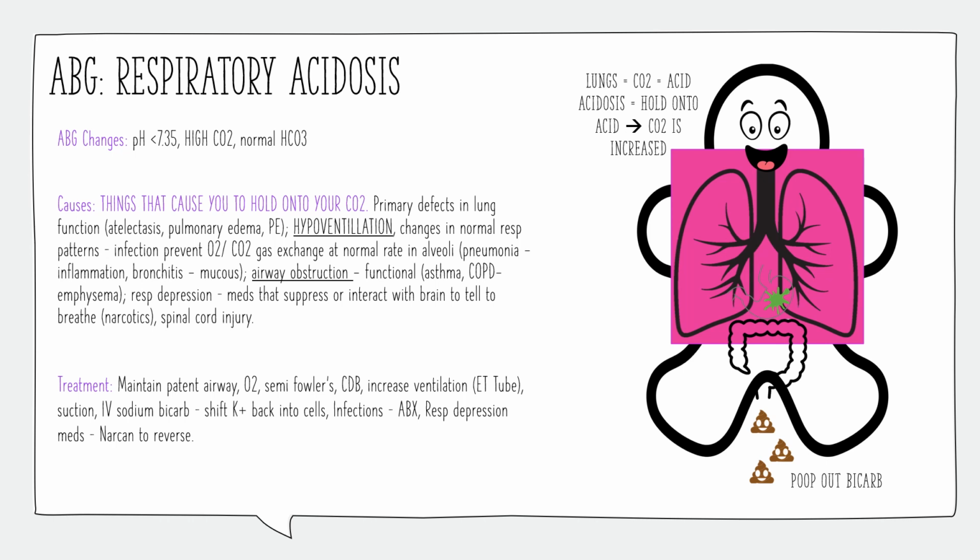The other thing too is, treat the underlying cause. If they have an infection, get them on some antibiotics. If they're respiratory depression due to opioids, give them Narcan to reverse that. So just get them ventilating again, and you should clear out your CO2 problem.